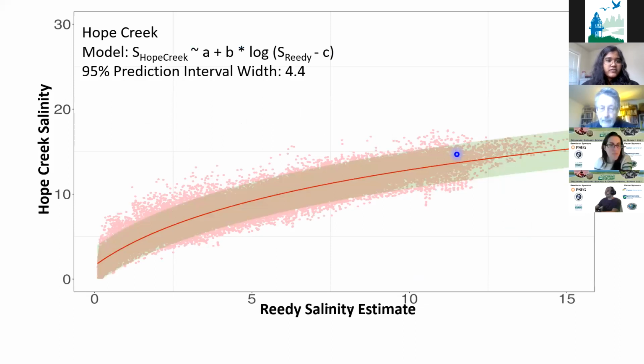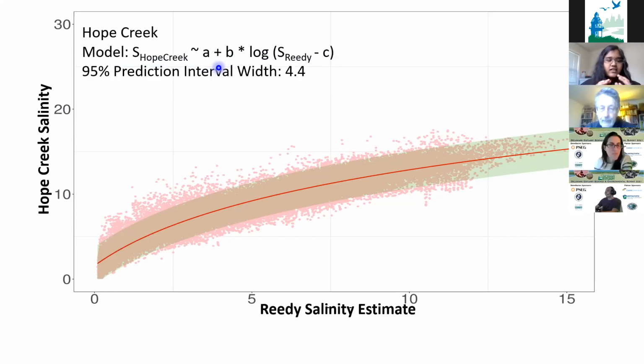So here is the model for Hope Creek. In the x-axis, we have the Reedy salinity estimate. In the y-axis, we have Hope Creek salinity measurements, which were done by Army Corps. So the model is: salinity at Hope Creek is equal to A plus B times log of the bracket salinity at Reedy minus C. So what are A, B, and C?